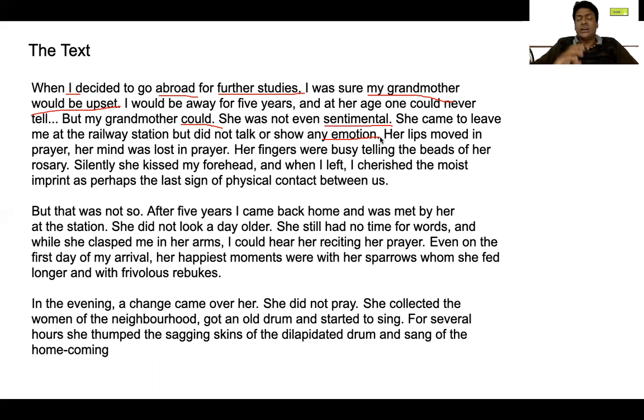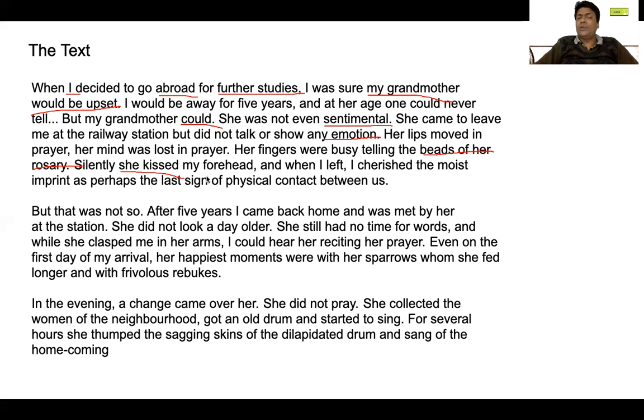From her behavior and her talk, it was not found that she felt upset. Her lips moved in prayer. She was busy doing her prayer, her mind lost in it. She was holding the beads of her rosary, and she was doing that all the time. Her fingers were busy telling the beads of her rosary. What do you mean by the beads of her rosary? It is called holy beads, a kind of chain which old people used to hold, and they pray all the time, or take the name of God. Silently she was also doing the same thing.